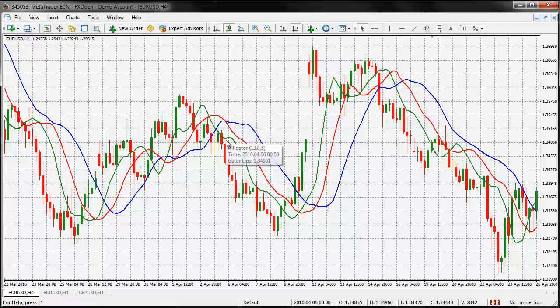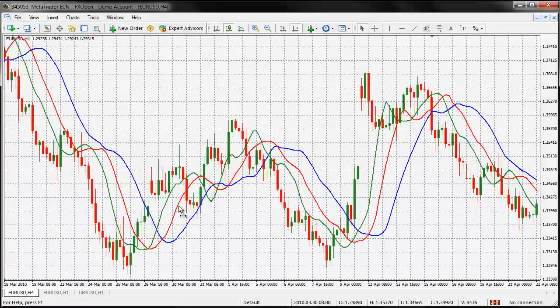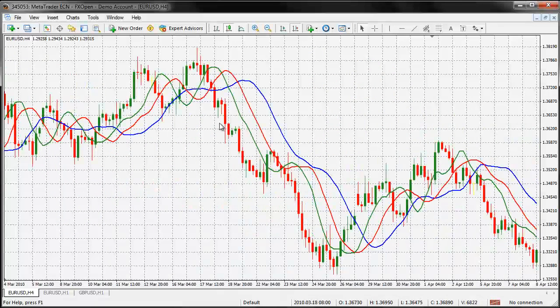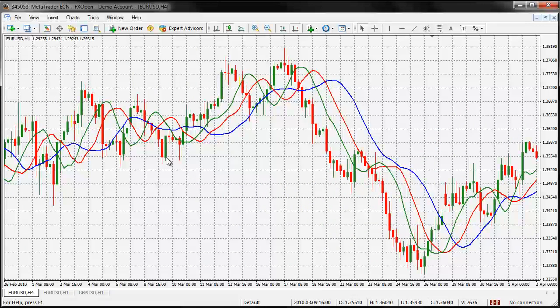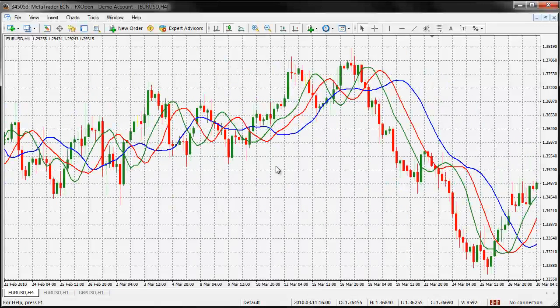Here is another one. Now this red line again is a little bit too far away for my liking, so I'd ignore that. Again, I'd ignore this one and this one. It's too far away. But yeah, so that's basically how we do it.